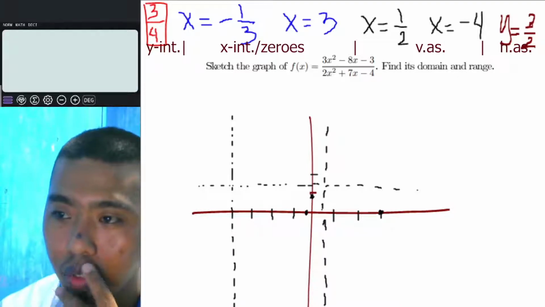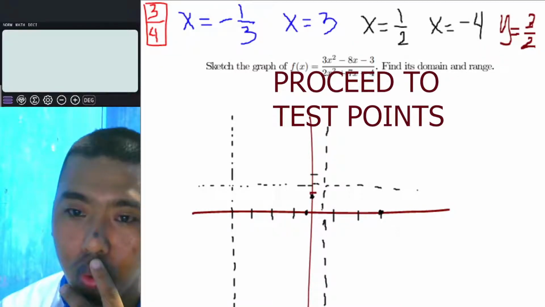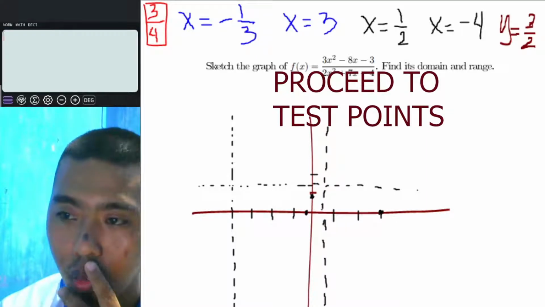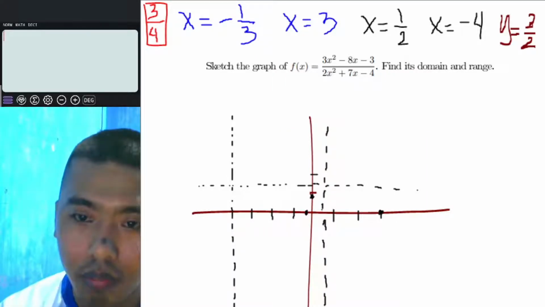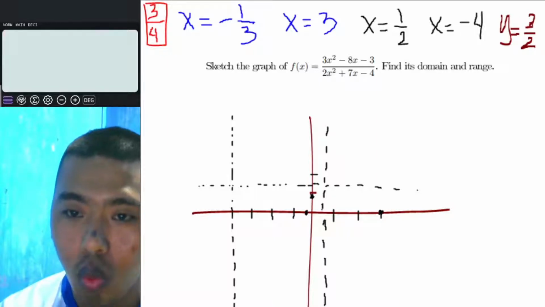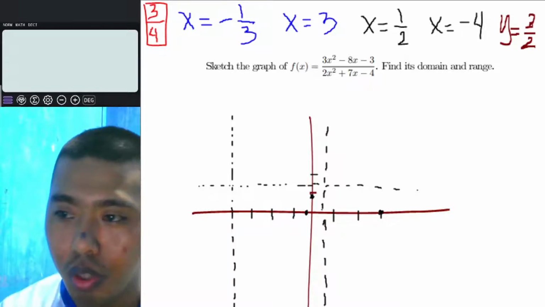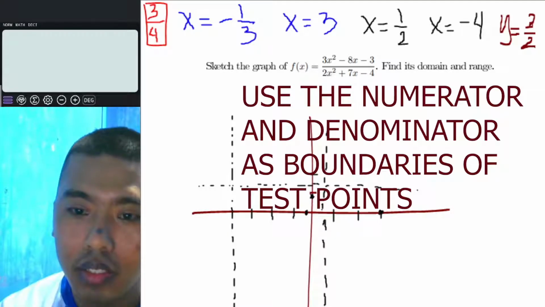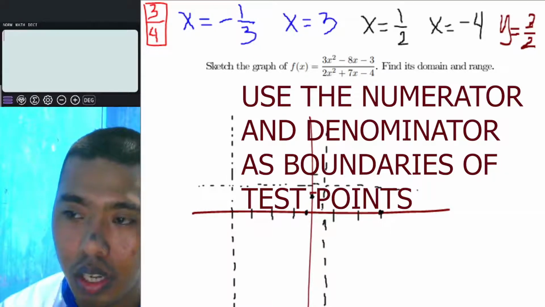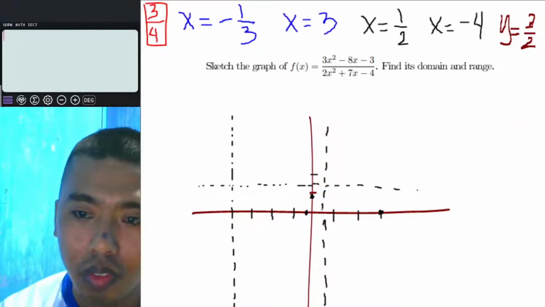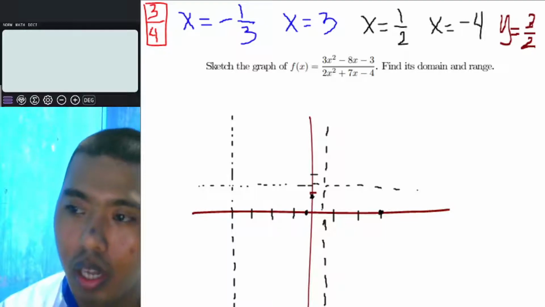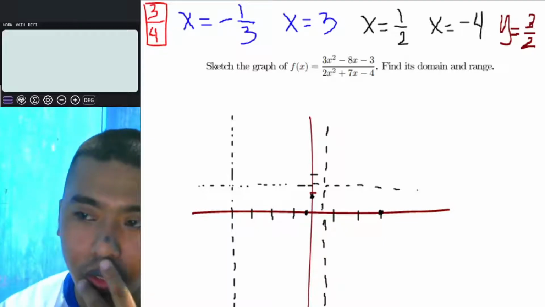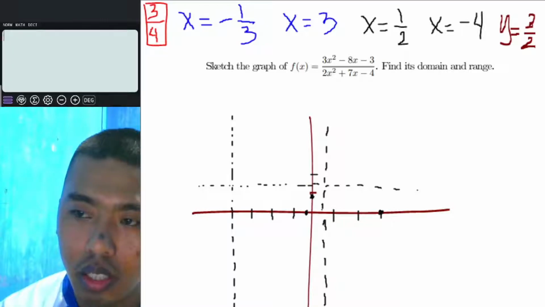So meaning, we're going to use this: negative 1 over 3, the 3, the 1/2, and the negative 4. So we're going to use the x-intercepts or the zeros, as well as this second one, the vertical asymptotes. Take note, blue and black ang atong gamiton. See, this is the zeros or the x-intercepts, and this is the vertical asymptotes.